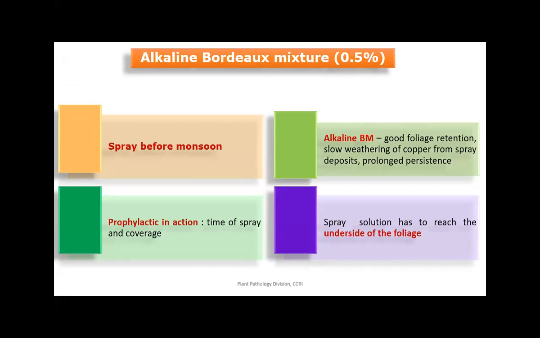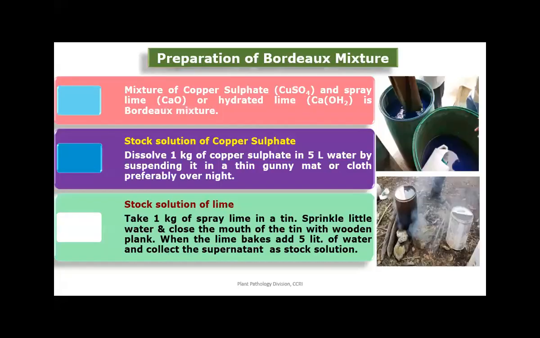The merit or the use of alkaline Bordeaux mixture is that it gives good foliage retention and slow weathering of copper from spray deposits. Since the weathering is slow, it gives prolonged persistence of the deposits. And the spray solution has to reach the underside of the foliage.